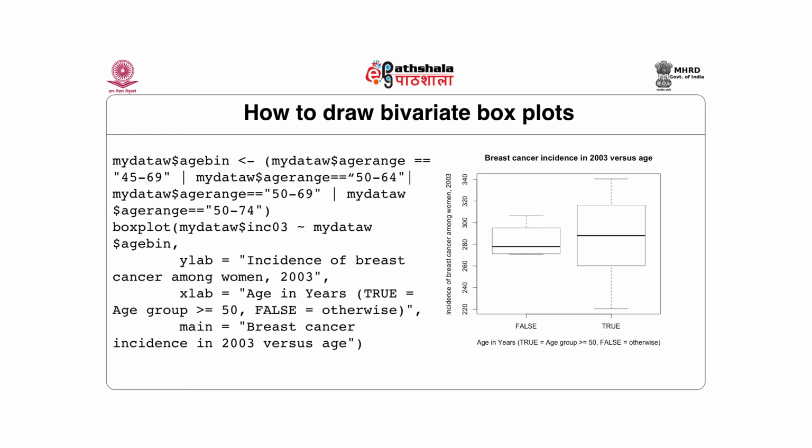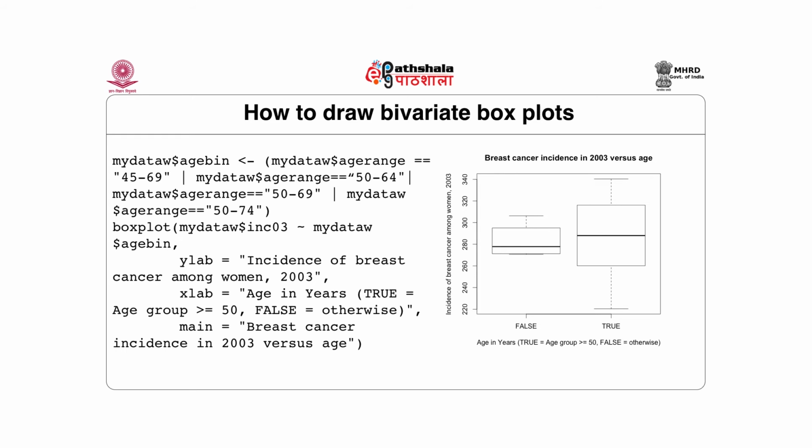But with a bivariate box plot, it becomes quite interesting because you will now be able to draw box plots in which you can actually plot two variables together. So let's take a look at this and see how we can draw a particular bivariate box plot. Here, in order to do this, I have divided the age into several groups. Basically, I've converted the age into a binary variable.